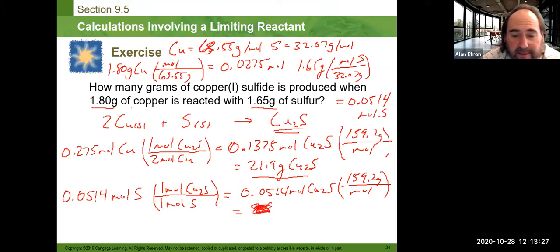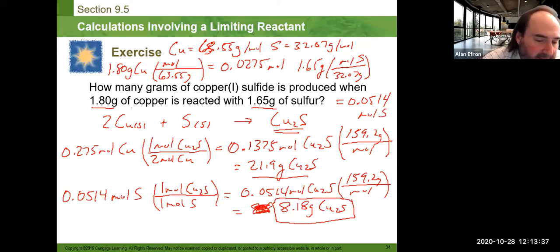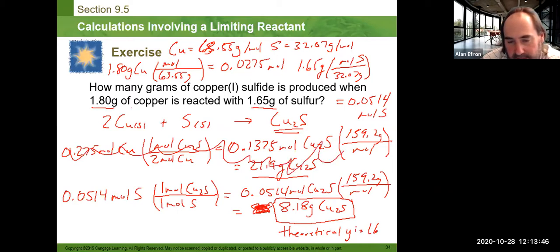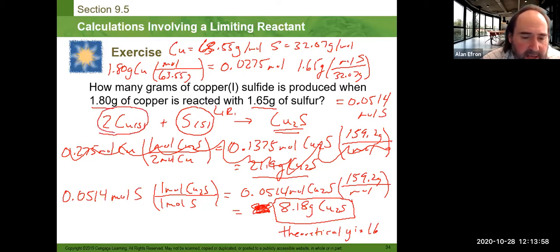Having trouble with numbers today, apparently. 8.18 grams. There we go. Cu2S. All right. So this is the smallest number produced. That would mean that is our theoretical yield. It also means that the other value would not be the right answer here. And that also means in this particular case, our sulfur is our limiting reagent, and our copper would be our excess reagent.